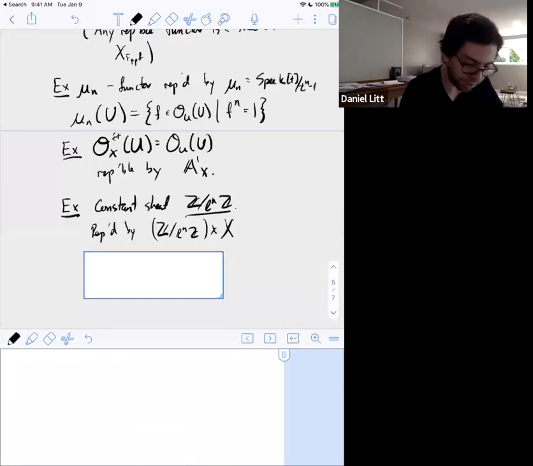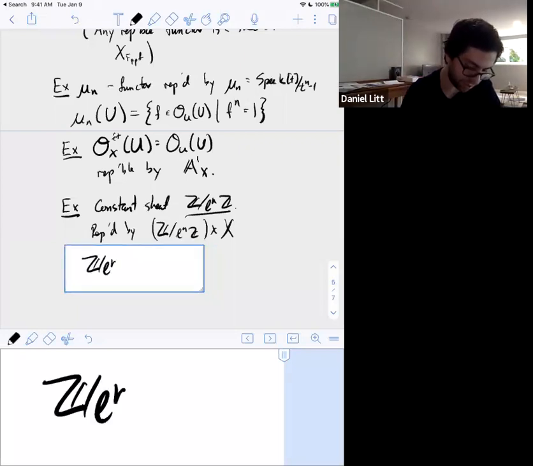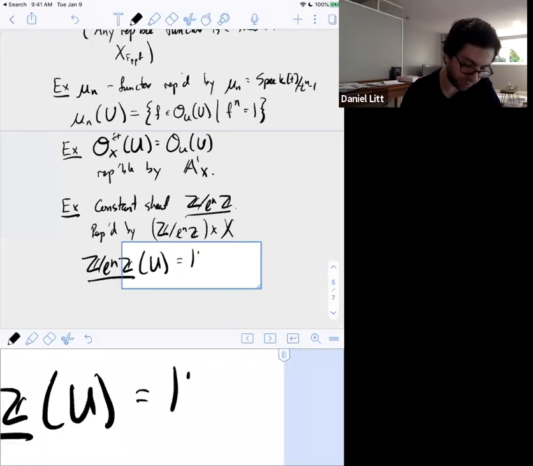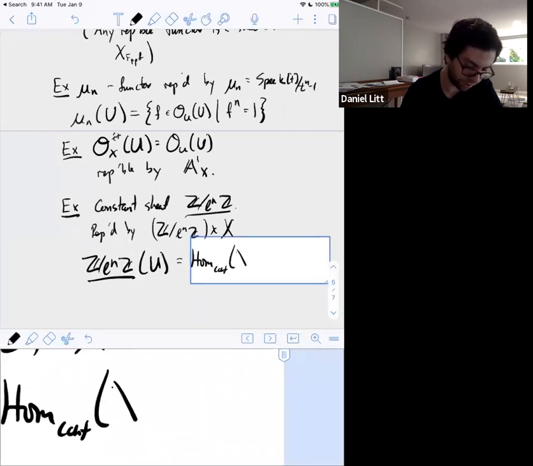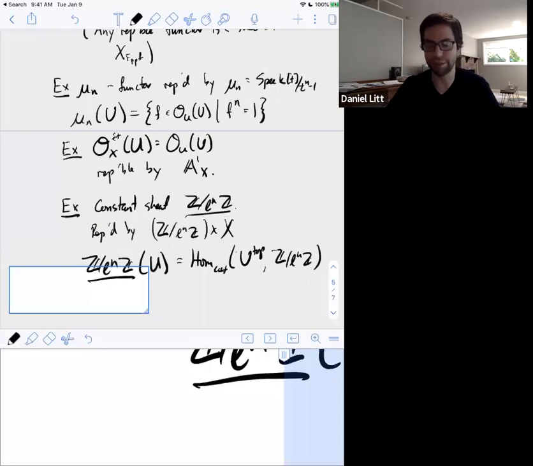Okay, so we can now say what the values of Z mod l^n Z on some U are. They're just continuous maps from the topological space underlying U to the set Z mod l^n Z with the discrete topology. And this is something that should be familiar.